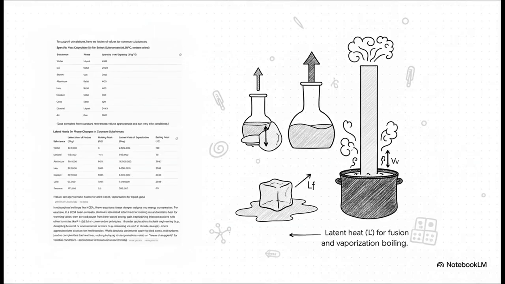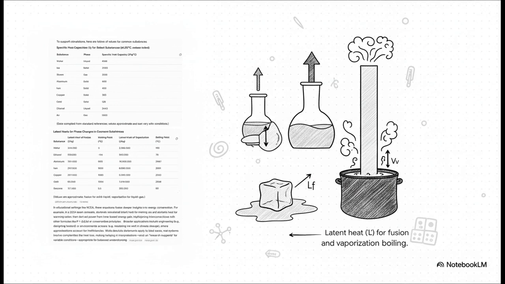And just like C, L is a specific property. But there are two main types you'll see. There's the latent heat of fusion, that's LF, which is for melting or freezing. And then there's the latent heat of vaporization, LV, for boiling or condensing.